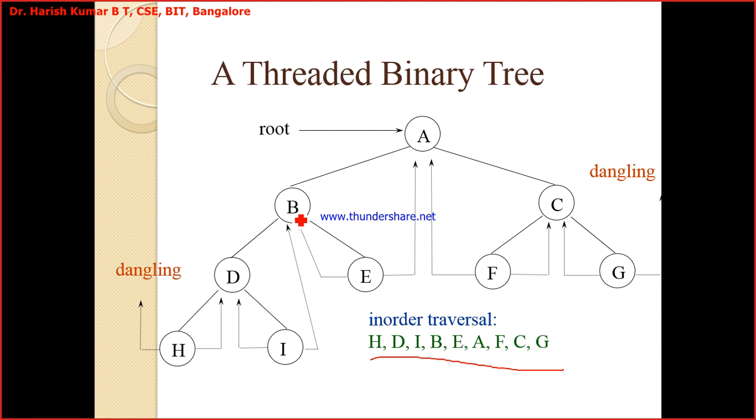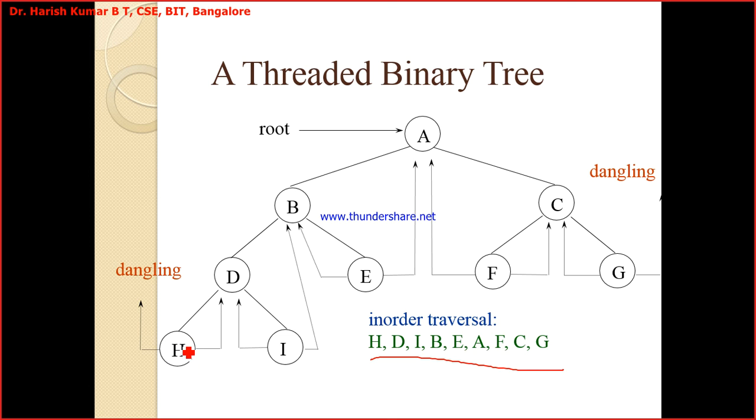Now again, let me keep traversing along the left subtree of B. So when I keep traversing, I reach the node D. Now when I reach D also, again I check the left link and the right link of D. Both are non-null pointers, because the left link of D is pointing to H, and similarly the right link of D is pointing to I. And there is no scope for you to add a thread to the node D also. Let me continue my walk towards the left subtree of D.